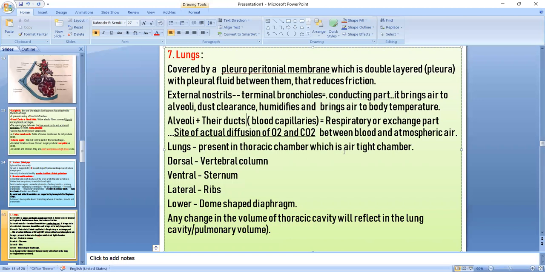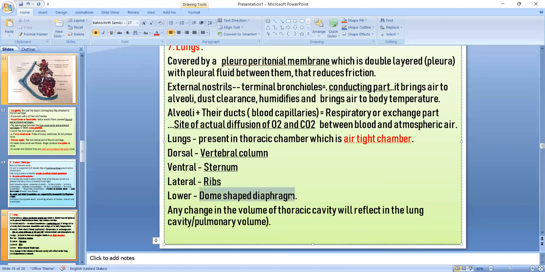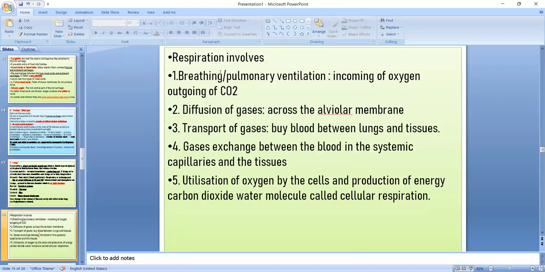Lungs are present in the thoracic chamber, which is an airtight chamber, completely tight. On the dorsal side of the lungs is the vertebral column, on the ventral side the sternum, laterally the ribs are present, and at the lower part a dome shaped diaphragm is present. So any change in the volume of the thoracic cavity will reflect in the lung cavity or pulmonary volume. If the pulmonary volume changes, the lung shape also changes. Okay, so that is its structure.